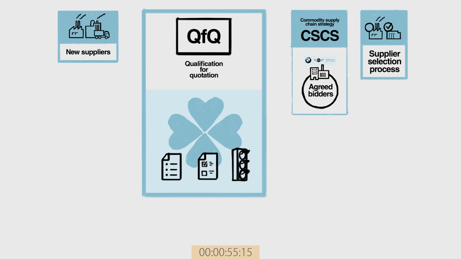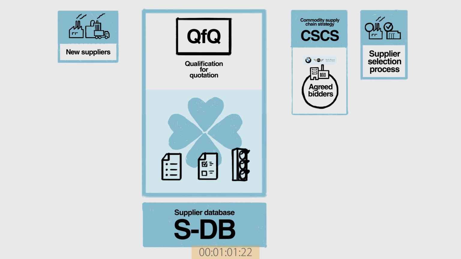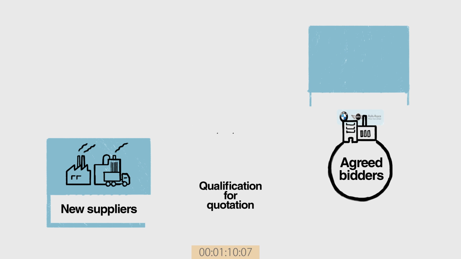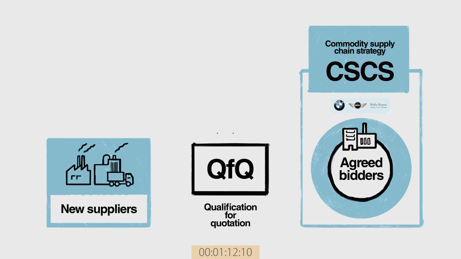A sustainable and transparent documentation of the cloverleaf evaluations and required measures is ensured by the supplier database, in short Supplier DB or SDB. The need to enlarge the current agreed bidder circle of a commodity is usually derived from the CSCS. Also, please be aware that the QFQ process is not part of the supplier selection process, but preliminary to it.